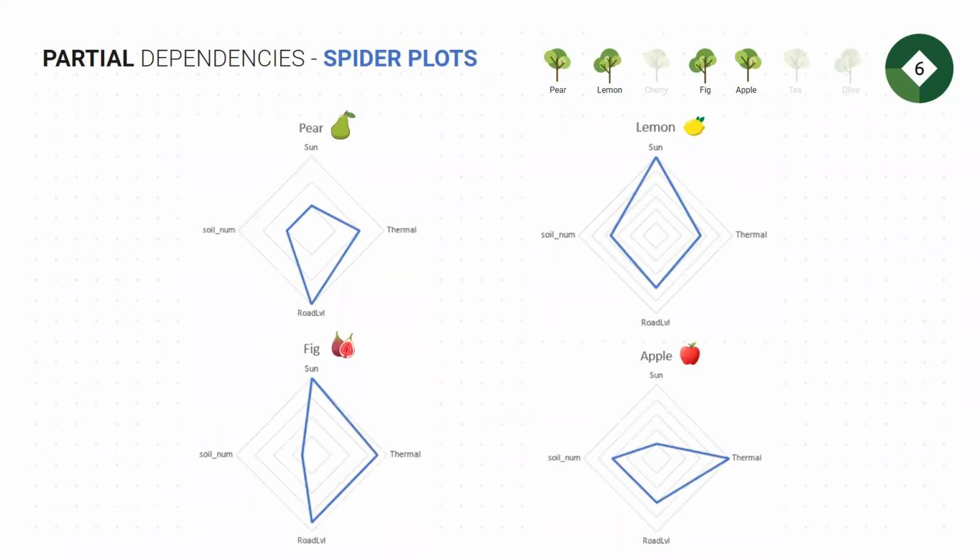The spider plots tell us that, for example, for pear, the street pollution and the thermal are the more contributing features, whereas for the lemon, it's more of sun and the street pollution. And for the fig, it's both the sun, thermal, and the street pollution. And for the apple, it's the street pollution, temperature, and the soil typology.